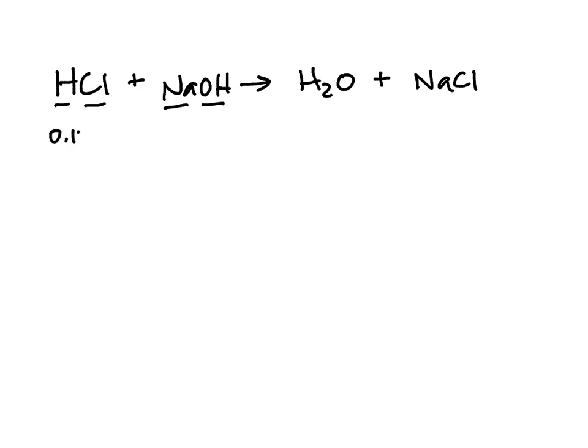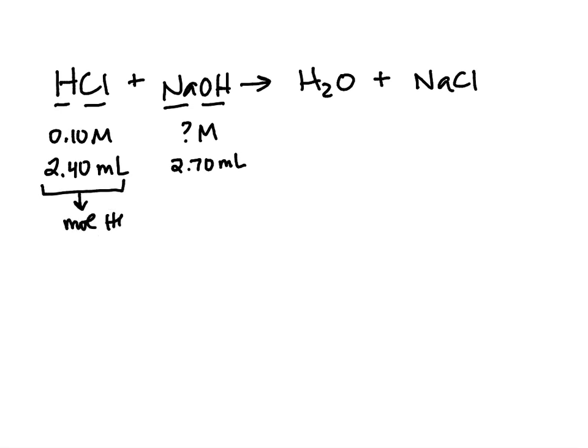And so we know the concentration of this is 0.1 molar, and the concentration of this is what we're looking for, right? And then we also know that 2.4 milliliters of HCl were used and 2.7 milliliters of NaOH were used. So what we're going to do is use this information to get to moles of HCl, and then we're going to convert that to moles of NaOH. And then we're going to use the moles of NaOH and the milliliters to get to the molarity.